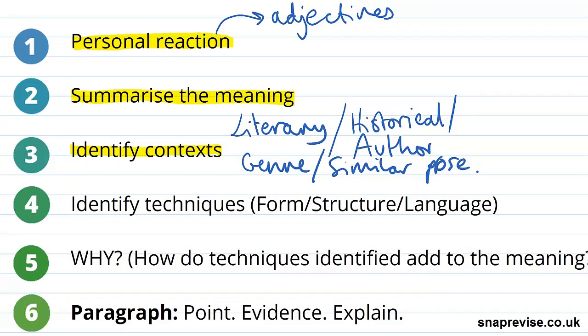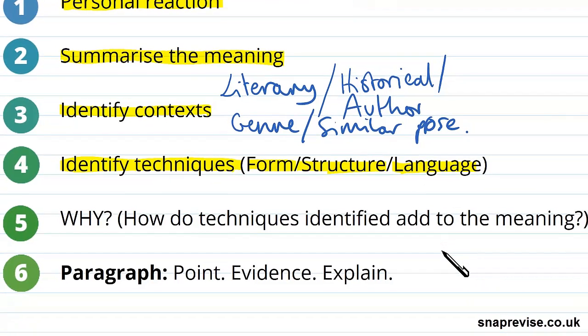We then need to identify techniques, and this is possibly one of the most important steps to approaching prose. We need to examine form, structure and language in detail to find out what techniques the writer's using to enhance the meaning of their writing. And this brings us nicely onto step 5, why. The techniques we've identified are all there for a reason, so we need to figure out why the writer has used those techniques and how the techniques we've identified add to the meaning of the text that we're studying.